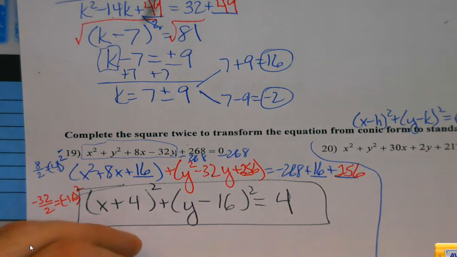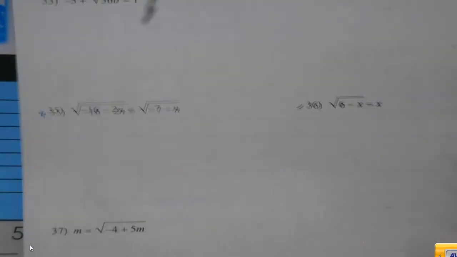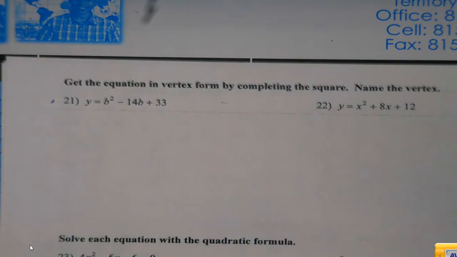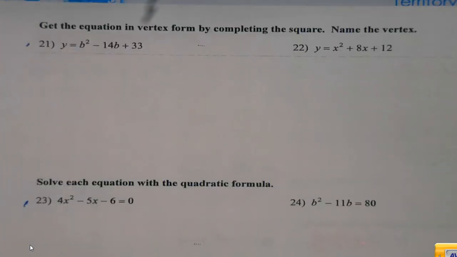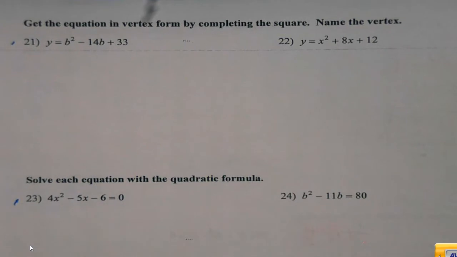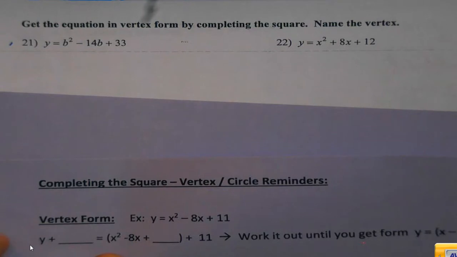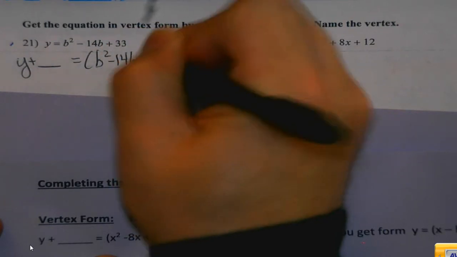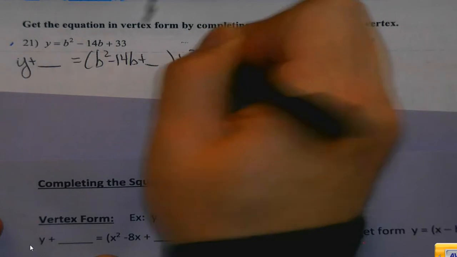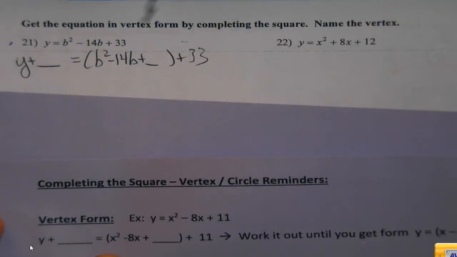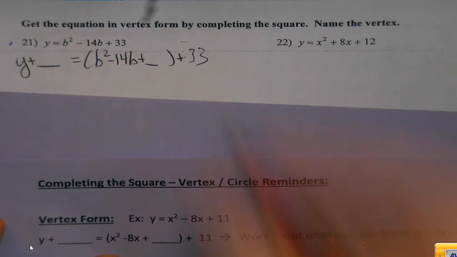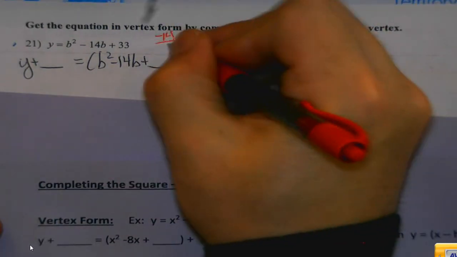So I got one more completing the square. There's going to be one of these coming at you here. Get the equation in vertex form. Okay. Vertex form. Looks like I'm going to have a blank on the y side. Looks like I'm going to group my b's. Have a blank with those. And otherwise, it's the same thing. Take my b. Have it. Square it.